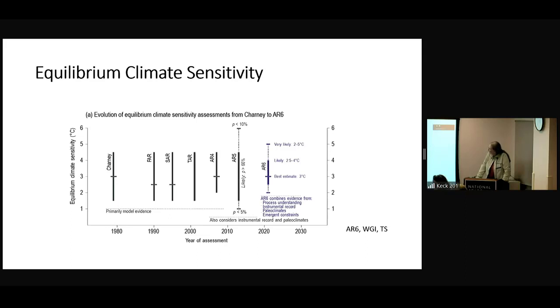AR5 created the likely range with a P greater than 66%, going from 1 to 6. And then in AR6, they came up with a very likely range and a best estimate. All right, so these things have bounced around. Every time the IPCC comes out, it's like, oh my God, what happened? The numbers have changed. Are we going to go to hell in a handbasket faster than we thought?